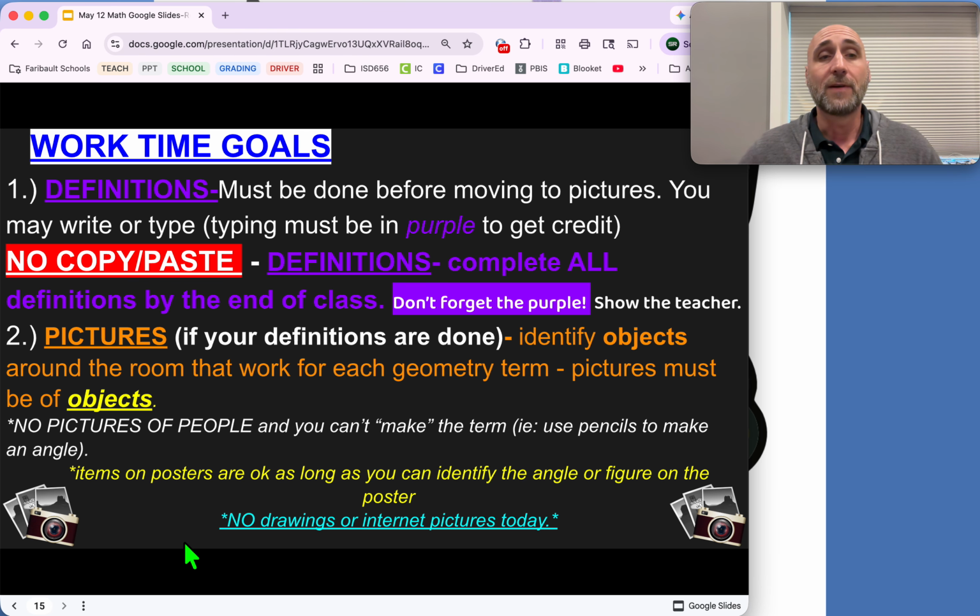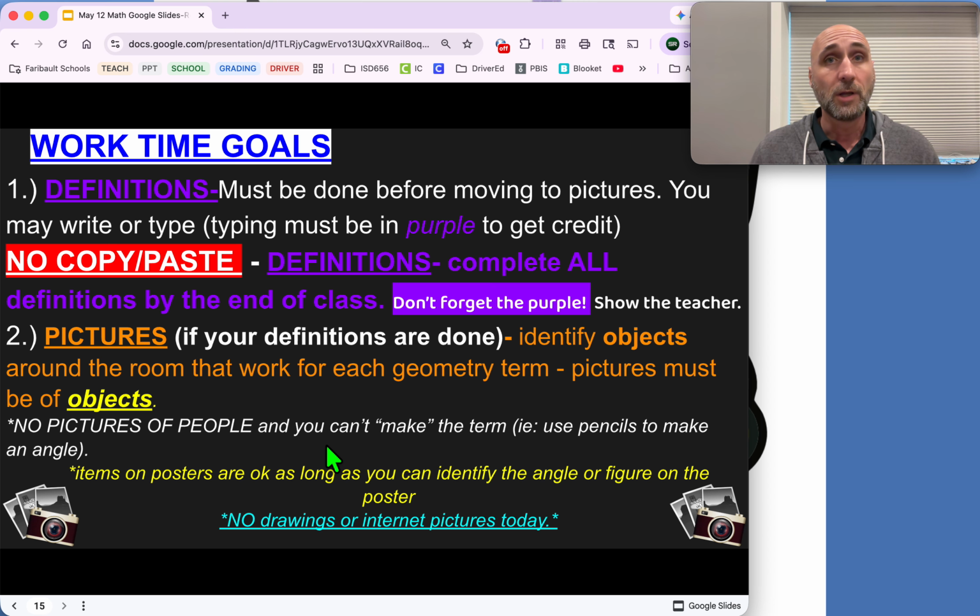You're going to identify objects around the room that work for each geometry term, like I just talked about in my previous slide. Pictures must be of objects. It does say right here, no pictures of people, and you can't make the term, i.e. you can't use pencils to make an angle, so I couldn't lay out a bunch of pencils or pens or something to create an angle. I have to actually find an object that has that angle in it.